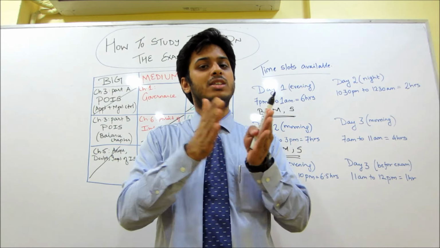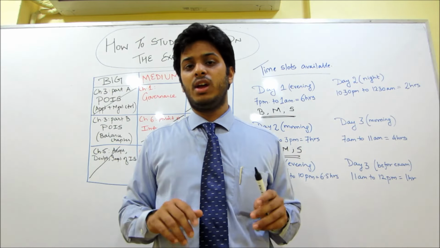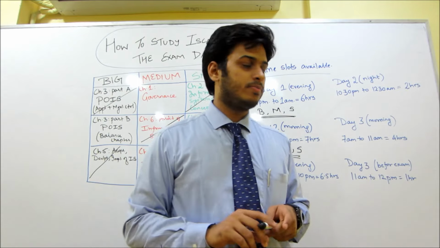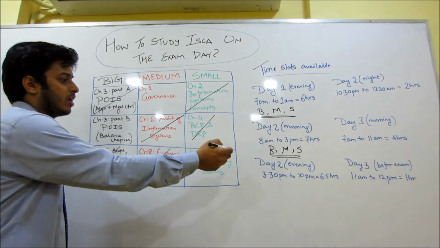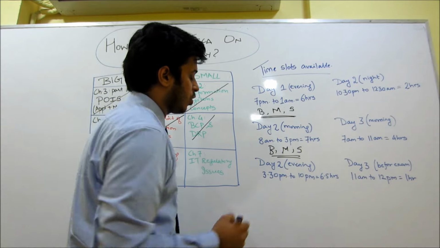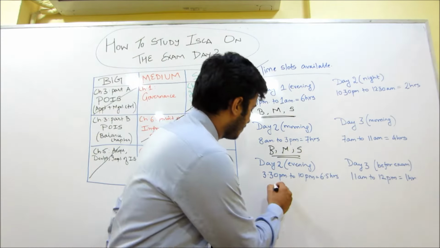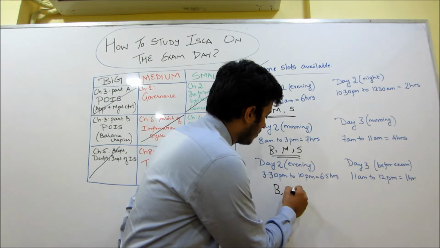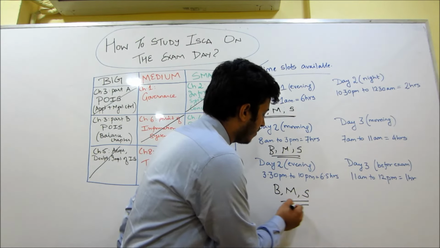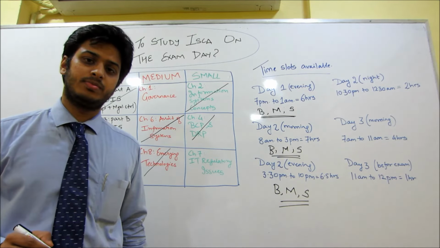If you have these 3 areas covered, then you need not worry. It means the preparation is going on fine. Next is your day 2 evening slot, which I have given from 3:30 p.m. till 10 p.m. At that time too, you need to cover 1 big, 1 medium and 1 small chapter.